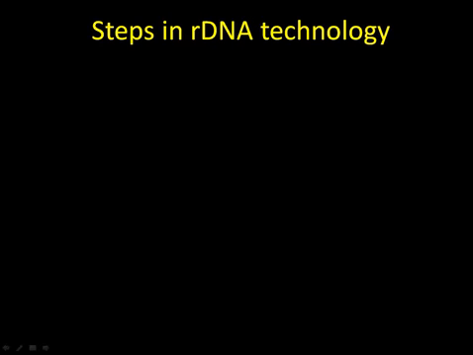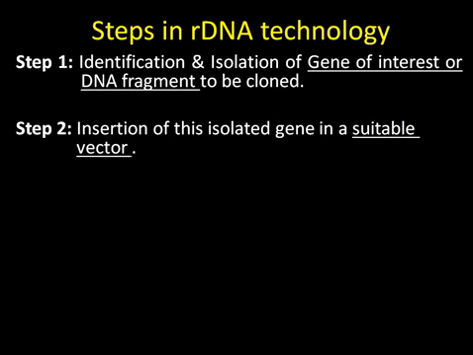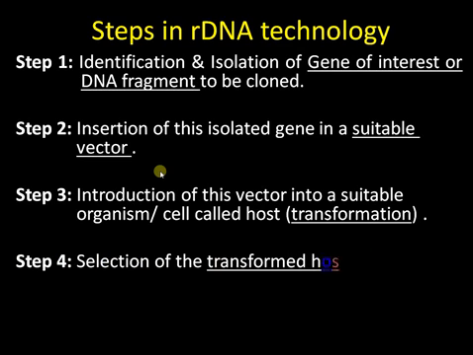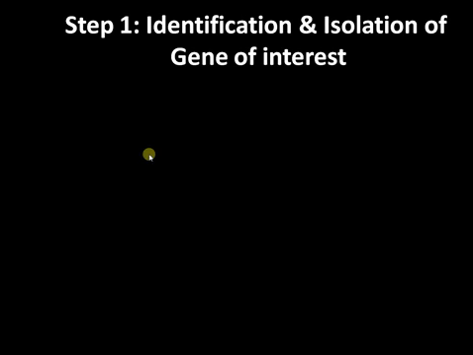First of all, let us have a look into the synopsis of the steps in recombinant DNA technology. Step 1. It is the identification and isolation of the gene of interest or DNA fragment to be cloned. Second, we have to introduce this isolated gene into a suitable vector. Then we need to introduce this vector into a suitable host. The process is called transformation. We need to select the transformed host cell, and finally our intention, multiplication or expression of the introduced gene inside the host. So let us move into the first step, that is identification and isolation of gene of interest.